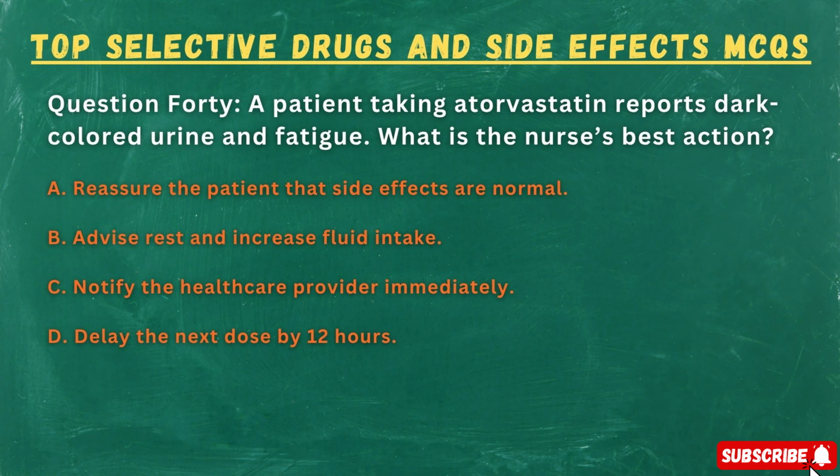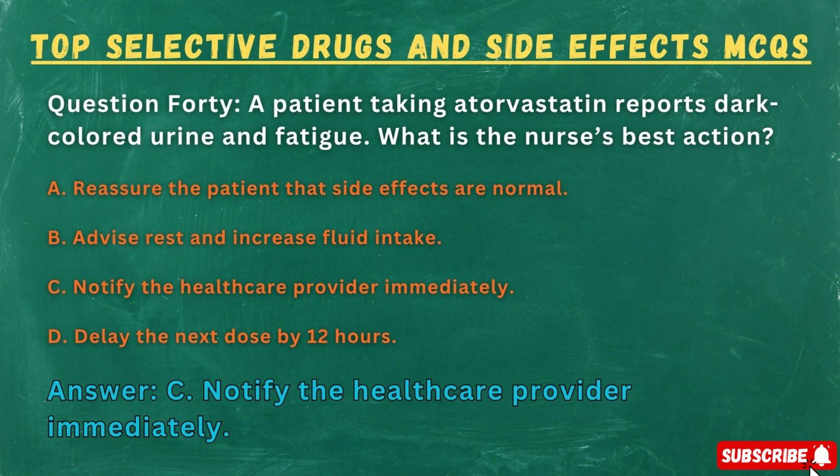Question 40. A patient taking atorvastatin reports dark-colored urine and fatigue. What is the nurse's best action? A. Reassure the patient that side effects are normal. B. Advise rest and increase fluid intake. C. Notify the healthcare provider immediately. D. Delay the next dose by 12 hours. Answer: C. Notify the healthcare provider immediately.